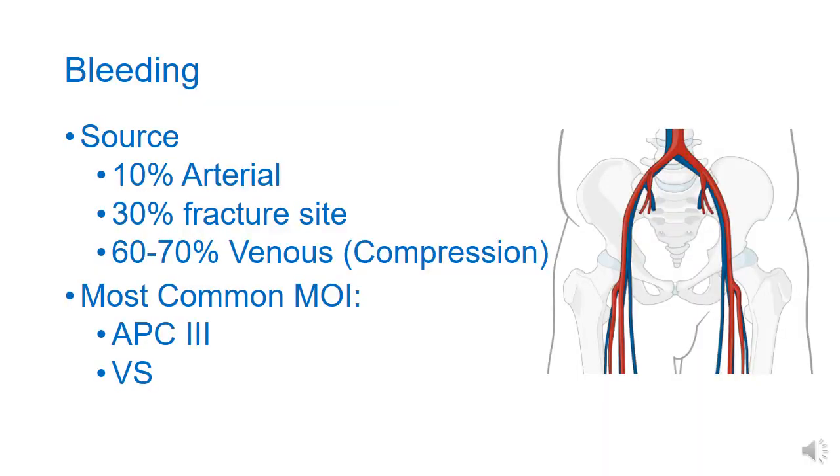The sources of bleeding in the pelvis: the most common source is venous, and this is good news because if we compress the pelvis, this venous bleeding will stop. 30% is from the fracture site and only 10% arterial. Again, the most common mechanism of injury in bleeding unstable pelvis are those with high grade of instability rotationally and vertically: anteroposterior compression grade 3, and what else? Vertical shear, right?